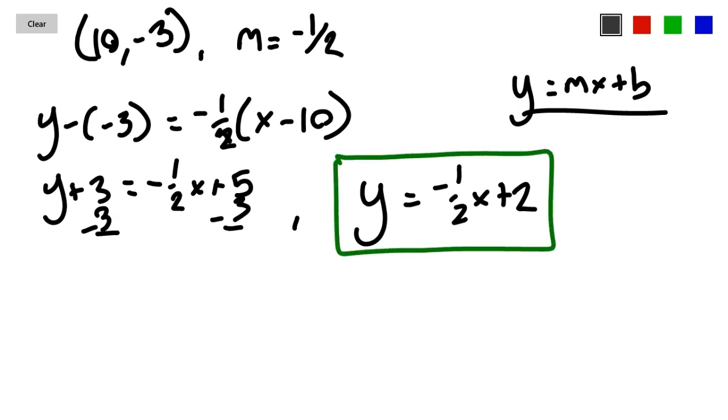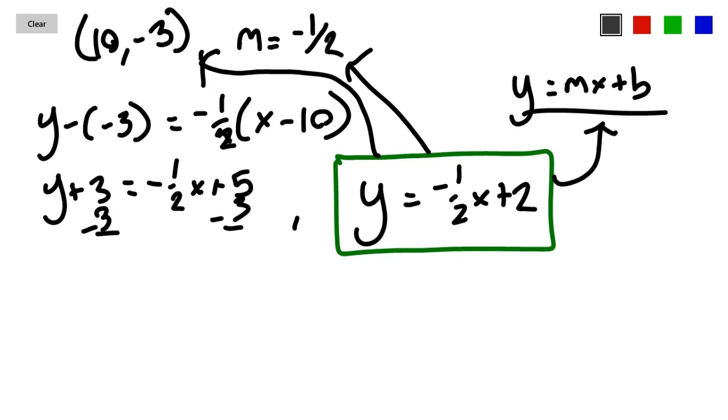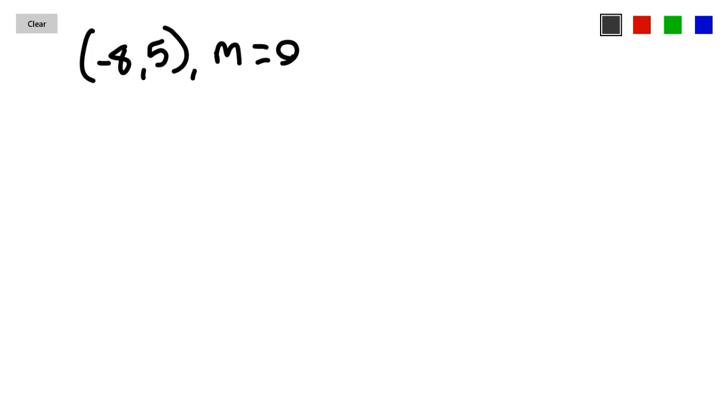So this is the line that has the slope that we're looking for that also passes through this point. And it's also in the form that we want. So what if I want to find the line that goes through the point (-8, 5) and has a slope of 0? Well, check out what happens whenever I plug in these values into the point slope formula. So I'm going to have y minus 5 is equal to 0 times x minus -8.